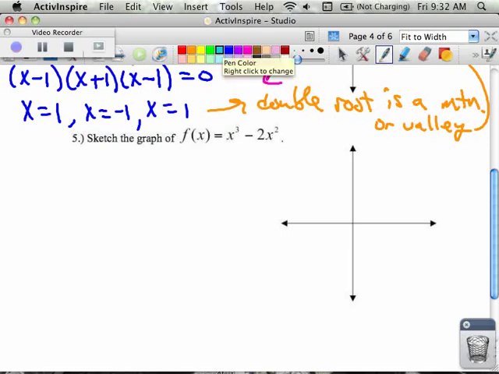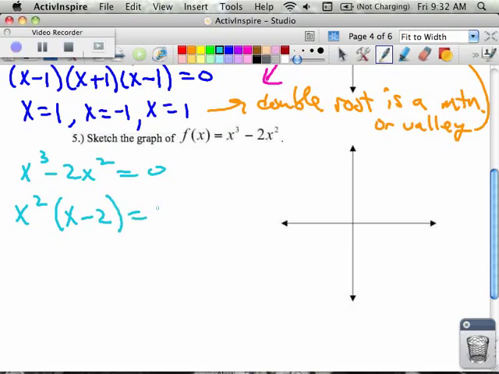I'm looking for the zeros. x cubed minus 2x squared equals 0. I said it equal to 0. Factor. It's an F word. x squared times x minus 2 equals 0. What are my solutions? My x-intercepts, my zeros, my roots? 2. Or 0. Or 0.